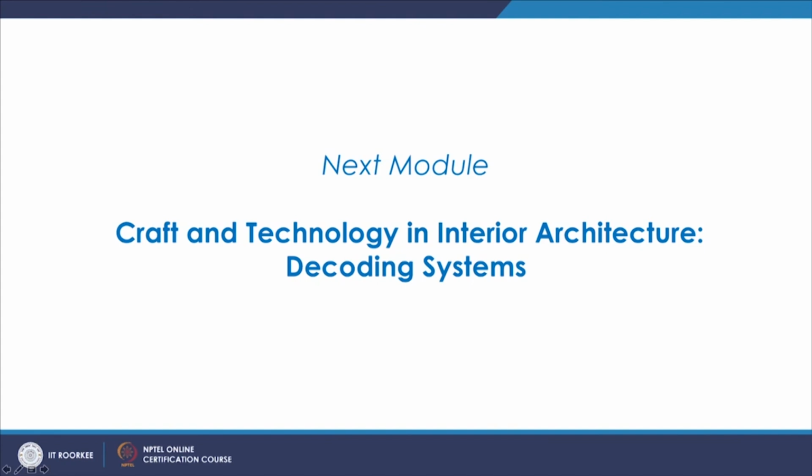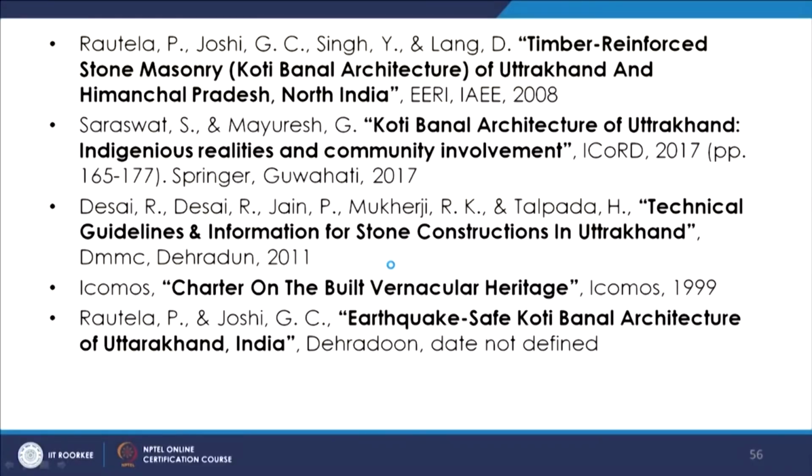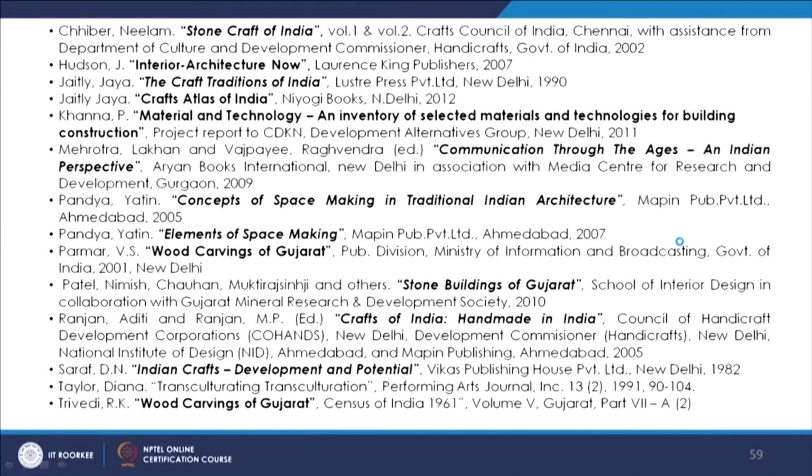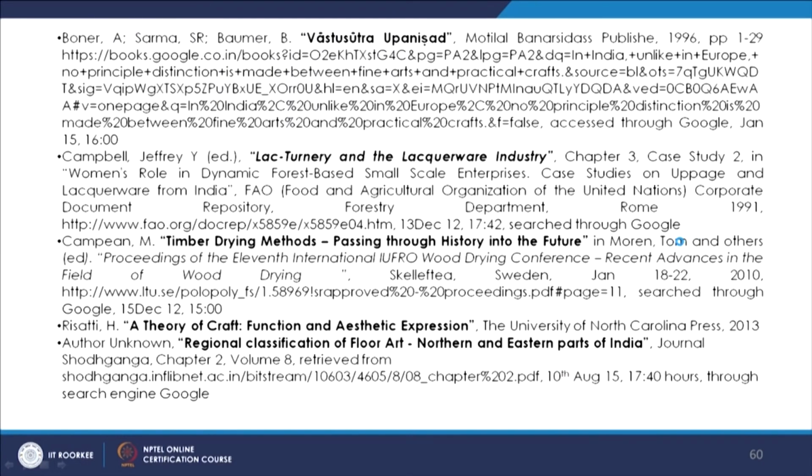So the next module we will continue our discussions on this and some references now which would be beneficial for all of us. We were talking about systems of making in Koti Banal architecture, and we see the references here. Himachal, we again see the Kathkuni architecture. Also the guidelines for stone construction in Uttarakhand. So these are also sort of systems in place. Some more references. We were talking about Vastu Shastra and Upanishads, so we have some references there.